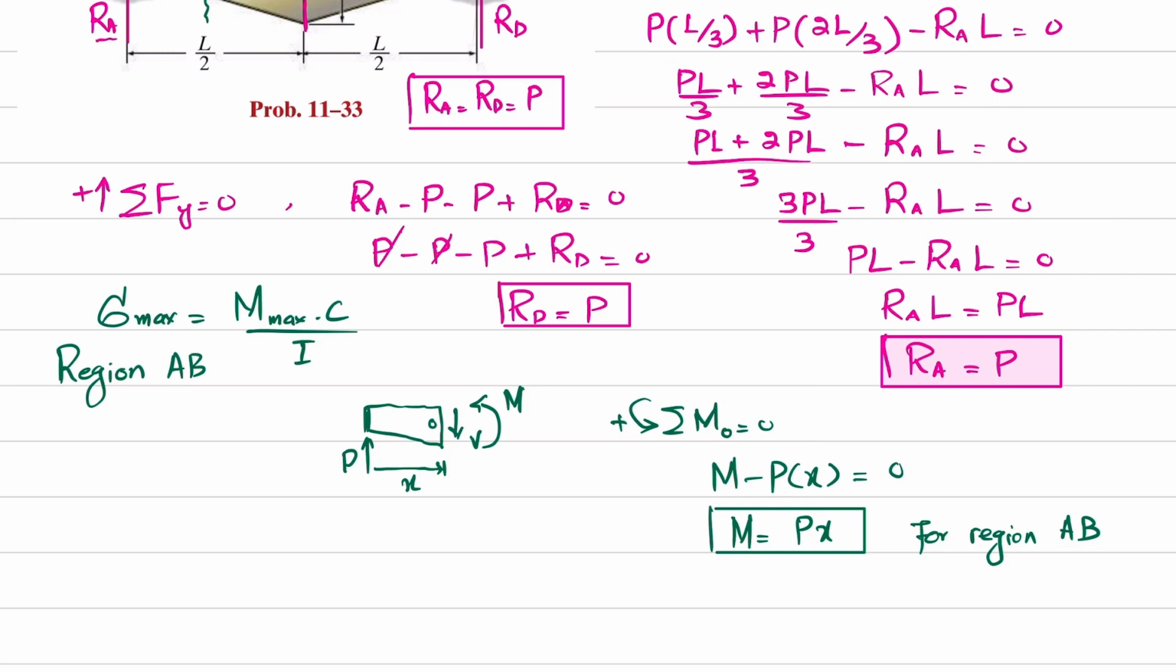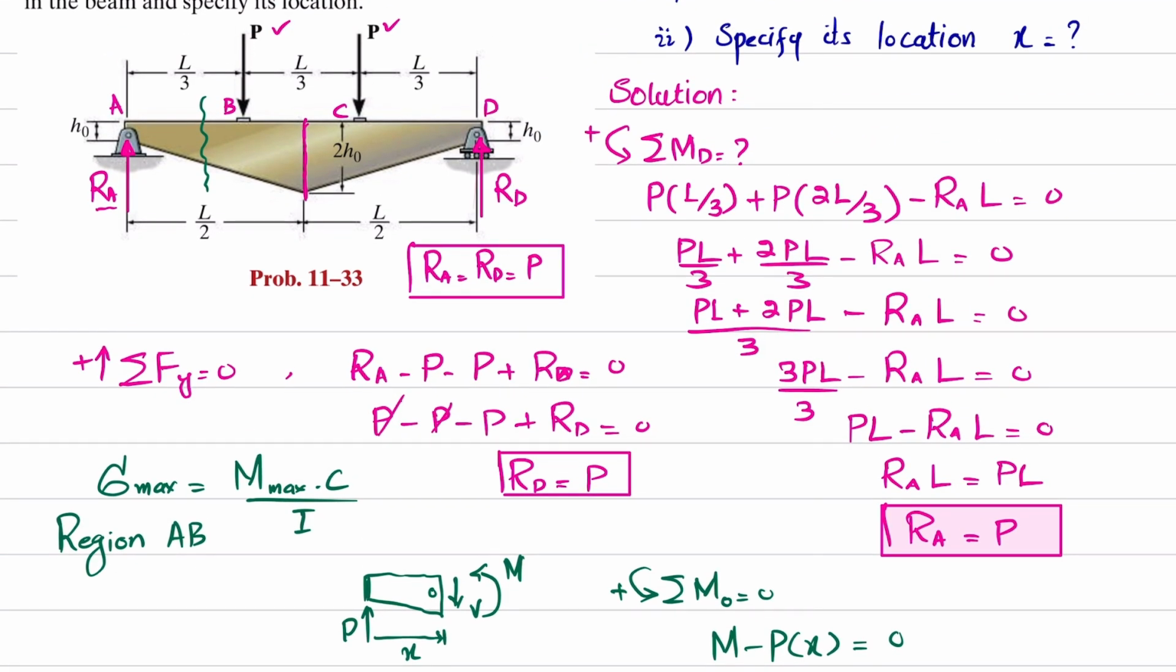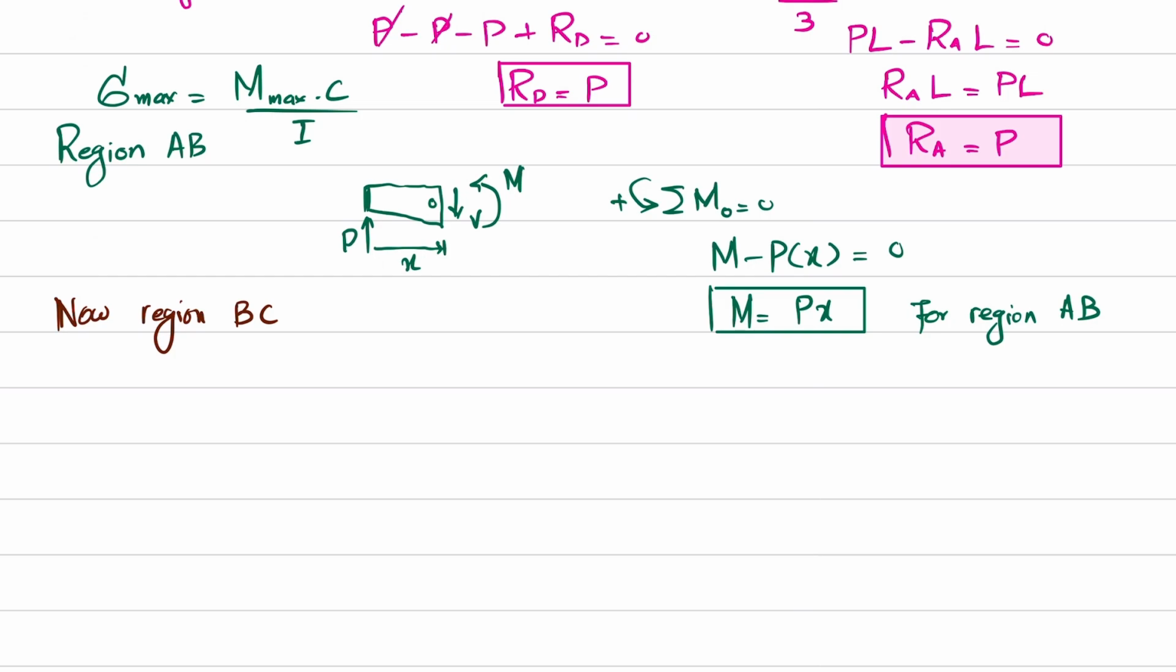Now for region BC, I will show you region BC. So this is the region BC. You can see this region. So if I cut the beam at any point between the region BC and draw the free body diagram, it will be like this one.